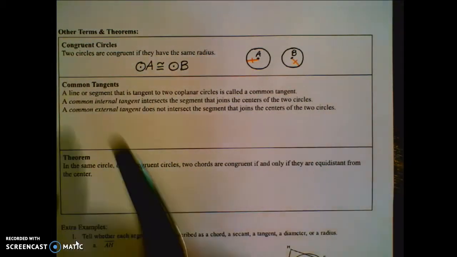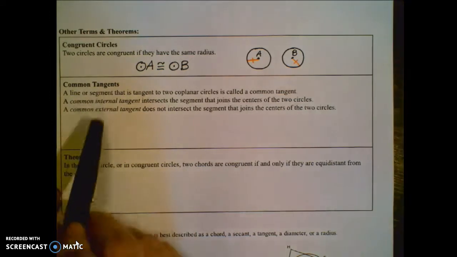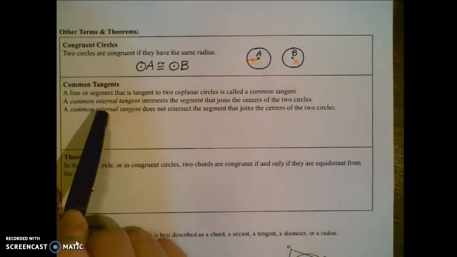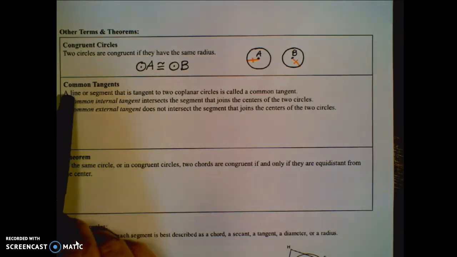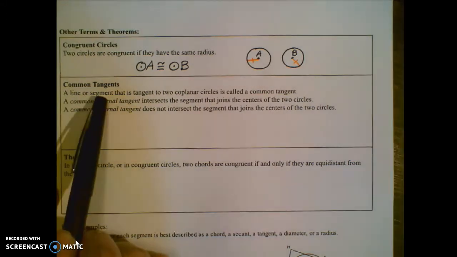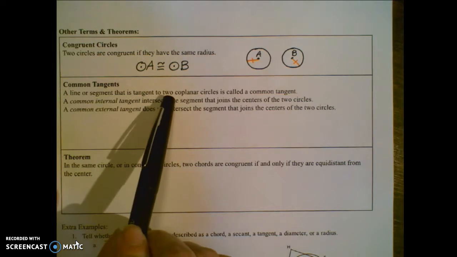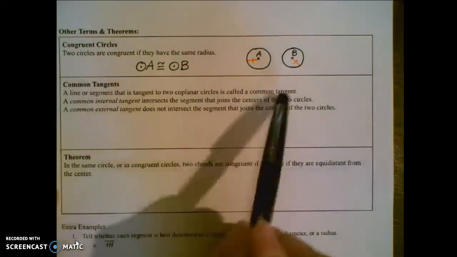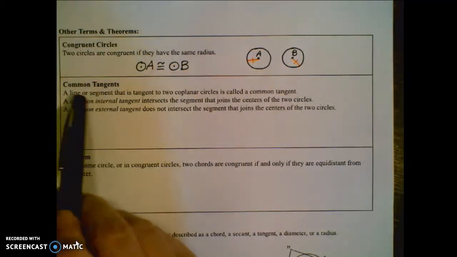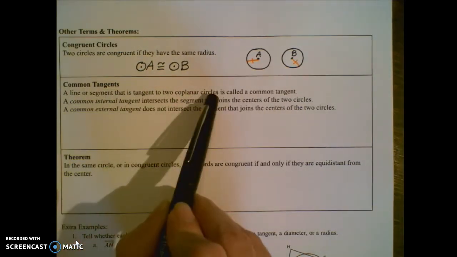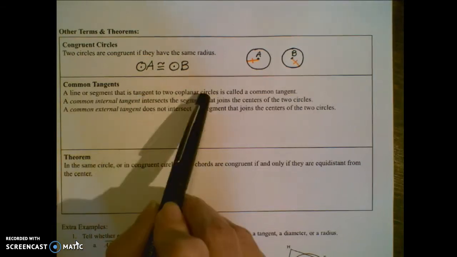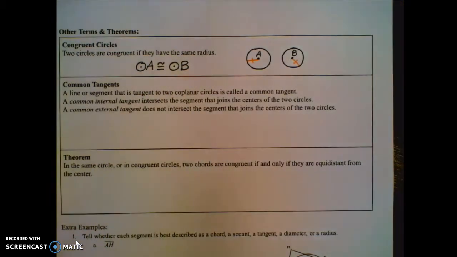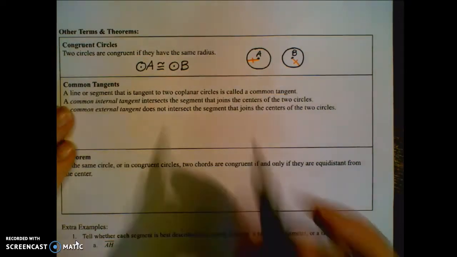All right, the next one we want to look at is that of common tangents. And this actually involves 2 different definitions that we're looking at simultaneously. So a common tangent is a line or segment that is tangent to 2 coplanar circles. It's called a common tangent. So we need a segment or a line that is tangent to 2 circles. Now, in terms of those 2 circles, they might be congruent, but they don't have to be.